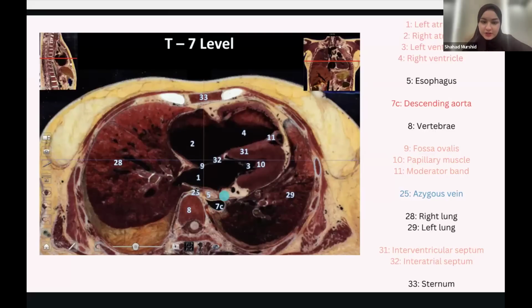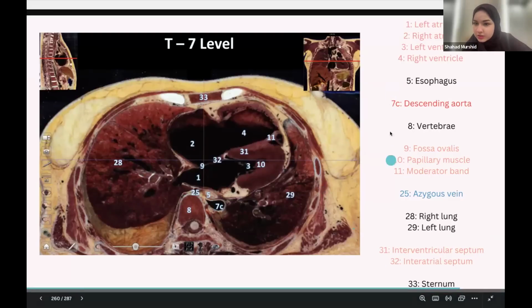And then again, we still have 5 as the esophagus. We still have the azygos vein at 25. And then this is the descending aorta. As I told you guys, the descending aorta is going to continue all the way down. So you can still see the descending aorta here. And then you have the right and left lung. And I think I covered everything. Okay, so that was for these sections.